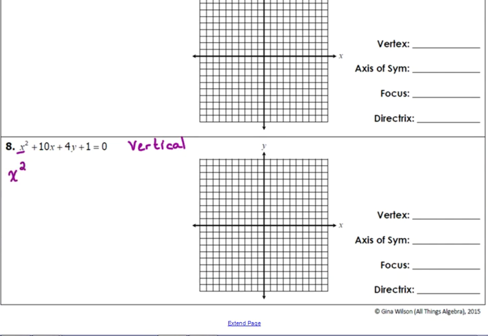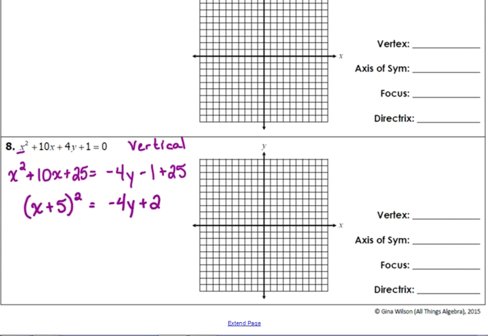So that means I need to move everything else to the other side. So I'm going to subtract the 4y and subtract the 1. I'm just going to leave my x's on this side. I got to complete the square, so 10 divided by 2 is 5. 5 squared is 25, so I add 25 here. I got to keep my equation balanced, so I add 25 to the other side. So when we factor the left side, we get x plus 5 squared is equal to negative 4y plus 24.